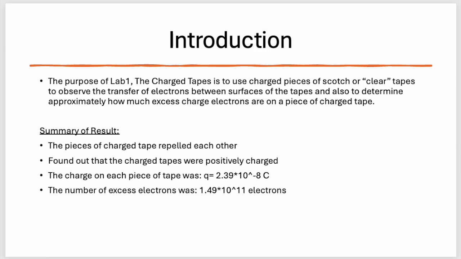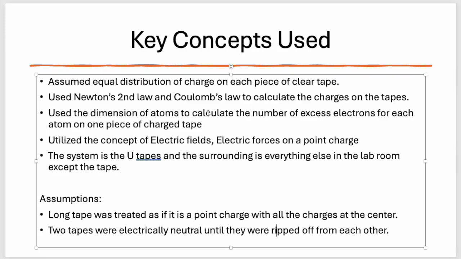For a summary of results, I observed that the pieces of charged tape repelled each other, and found that the charged tapes were positively charged. The charge on each piece of tape was 2.39 times 10 to the negative 8 Coulomb. The number of excess electrons was 1.49 times 10 to the 11 electrons, with equal distribution of charge on each piece of clear tape.